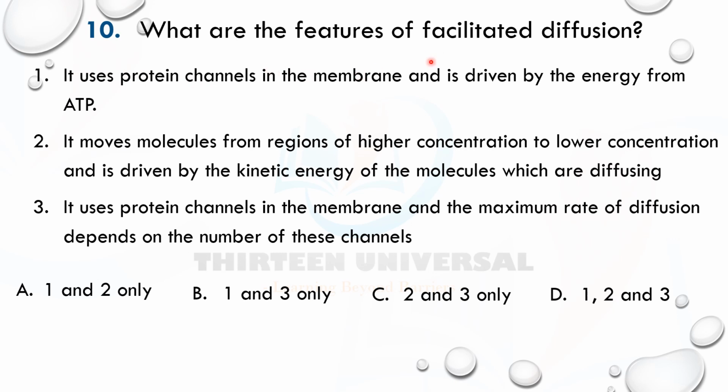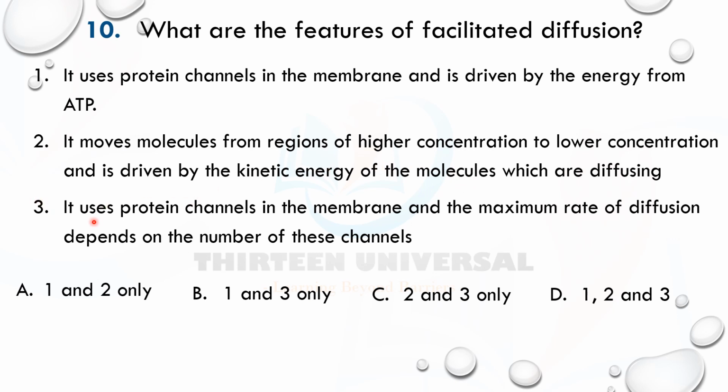So it uses protein. Now for facilitated diffusion, they don't use ATP as well, because they're moving down the concentration gradient. They use their own kinetic energy. And 2, it moves molecules from regions of high concentration to lower concentration. That's correct, and is driven by kinetic energy of the molecules which are diffusing. This is correct. So this is correct about facilitated diffusion. High to low, driven by kinetic energy.